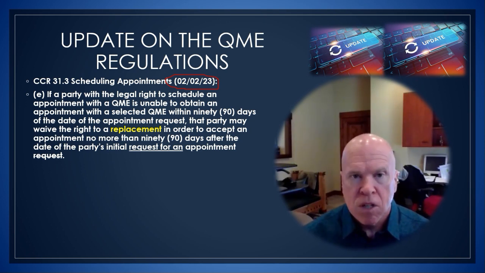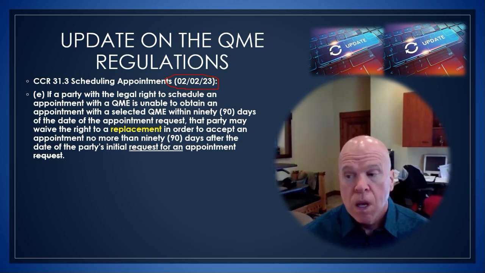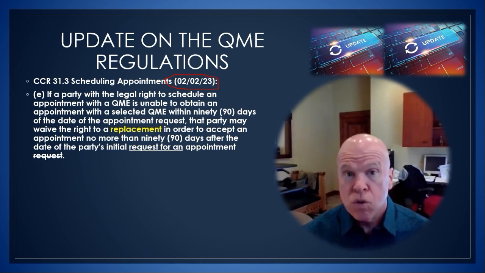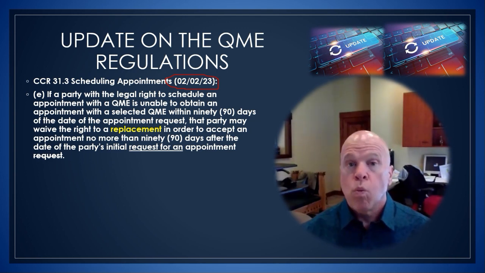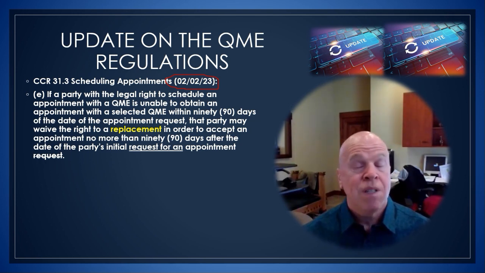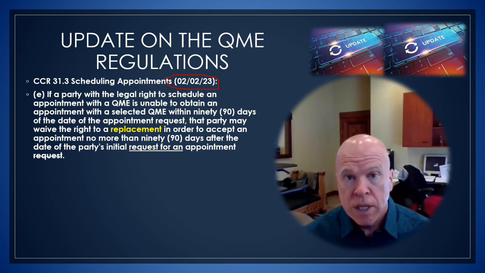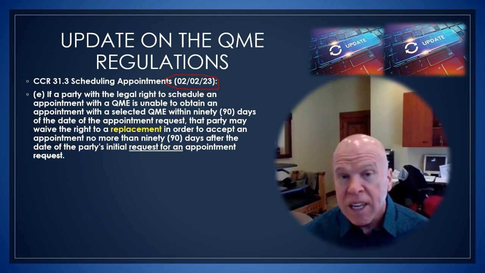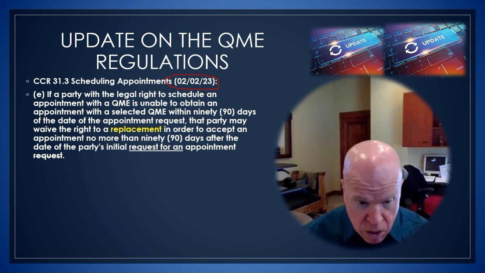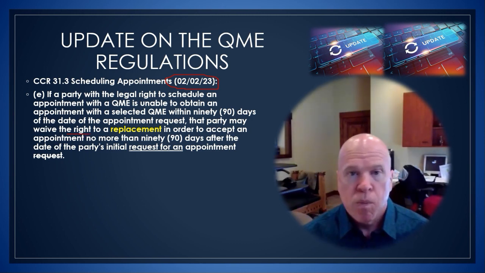Okay, so let's think about this. It says that if you're able to schedule the appointment in 90 days or less, then all is well and good. If you're not able to schedule the appointment until the 91st day, the person who has the legal right to schedule the appointment, the person who's calling you for the appointment, they can have you replaced. They can request, by law, they have the right. It says here the right. That party may waive the right to a replacement panel. So they can have you replaced.